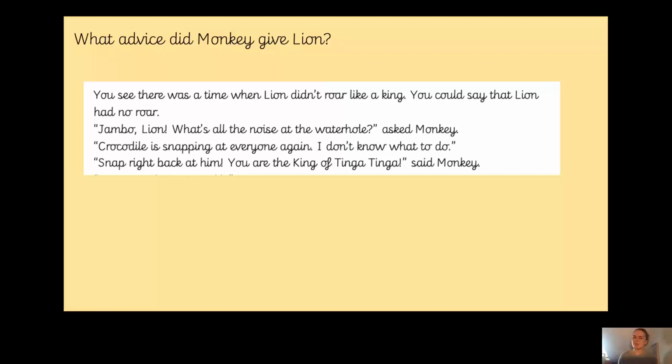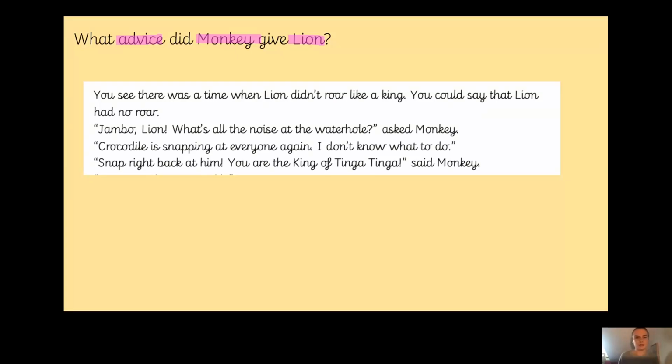Now let's have a look what our key words are in this question. So we've got what advice. So therefore, we know that it's something that Monkey is advising Lion. So that's going to be important, isn't it? So we're trying to find some advice, and we need to know that it's Monkey and it's Lion. So Crocodile's not involved, Flea's not involved. It's something that Monkey has told Lion to do.